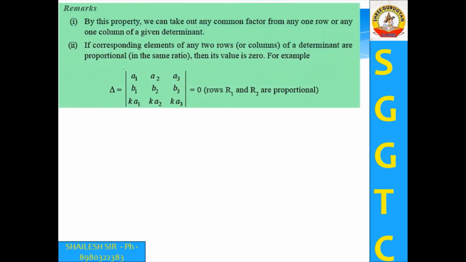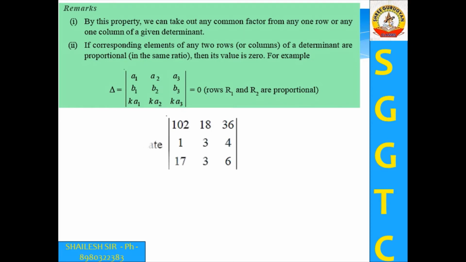Now here are some simple remarks to write down. First, by this property we can take out any common factor, any common factor except 0. So k is any common value for row wise or column wise. Second, if corresponding elements of any two rows or columns of a determinant are proportional, proportional meaning the same value, then the value becomes 0. So look at that in the remarks.